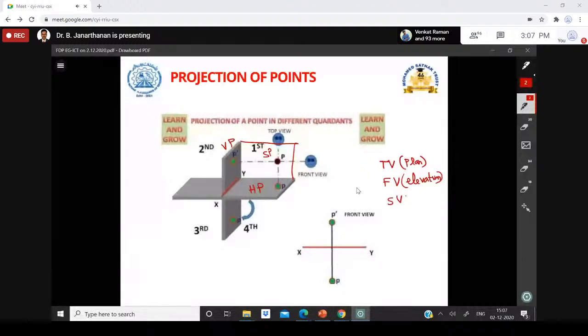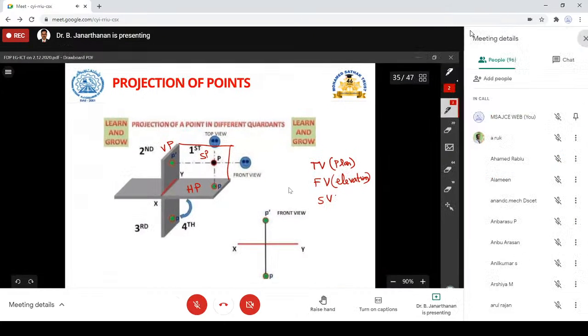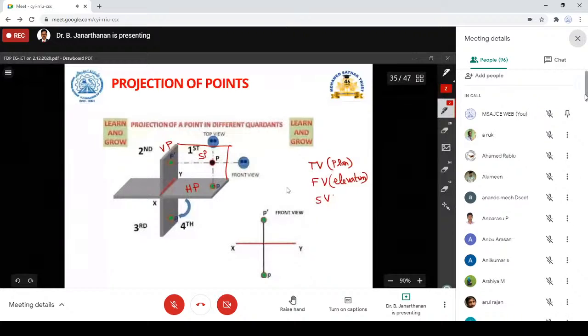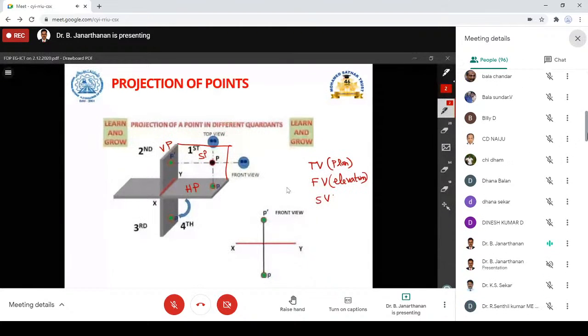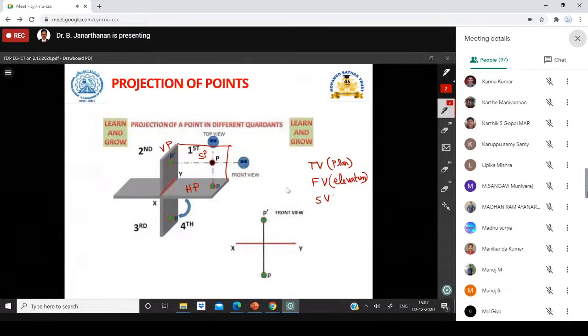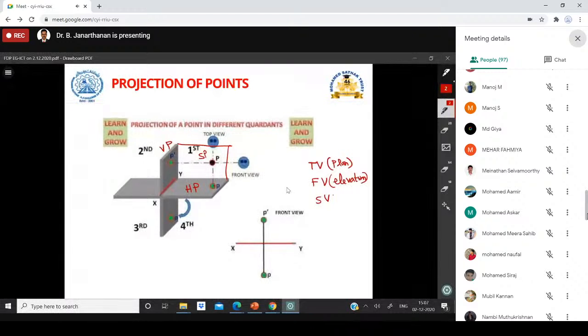So this is the top view. If you project anything on the horizontal plane, it is called as top view. If you project anything on the vertical plane, it is called as front view. Then these are at right angles to each other. So we have to document these projections on a plain paper. So we have to rotate this horizontal plane so that we make it in one plane.